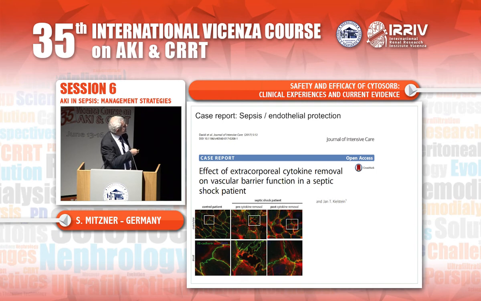And the same culture with the pre-treatment septic shock patients gives a very different, disrupted picture. And then you can figure that what they did is they had post-treatment plasma put on the culture, and it very much looked better than the pre-status. Well, that's an optical impression.